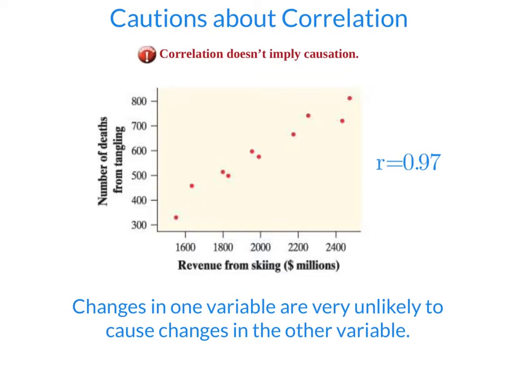Look at this example. This one is about data points of revenue from skiing. So we've got ski lodges, skiing facilities in the United States. And then they also collected information about the number of deaths of tangling in your bed sheets. So there's a very, very strong positive linear relationship here. But that doesn't mean that revenue and tangling in your bed sheets has anything to do with one another. One doesn't cause the other. I hope not. Let's hope not.